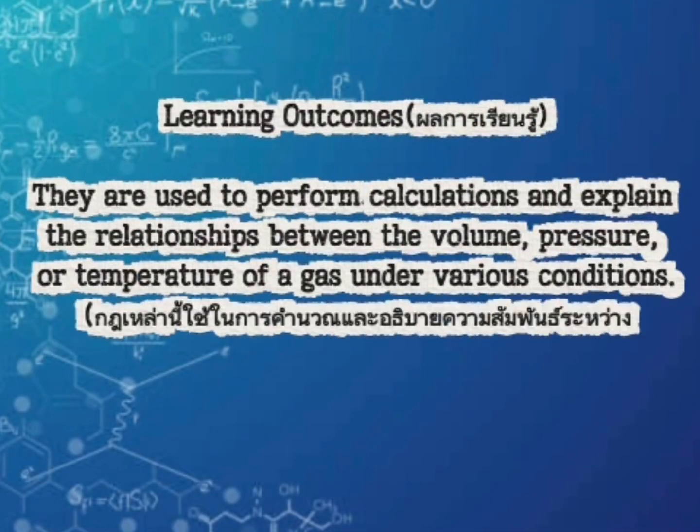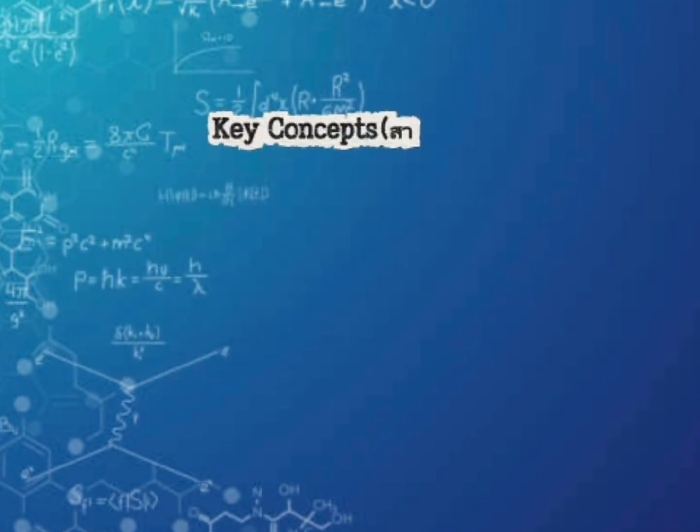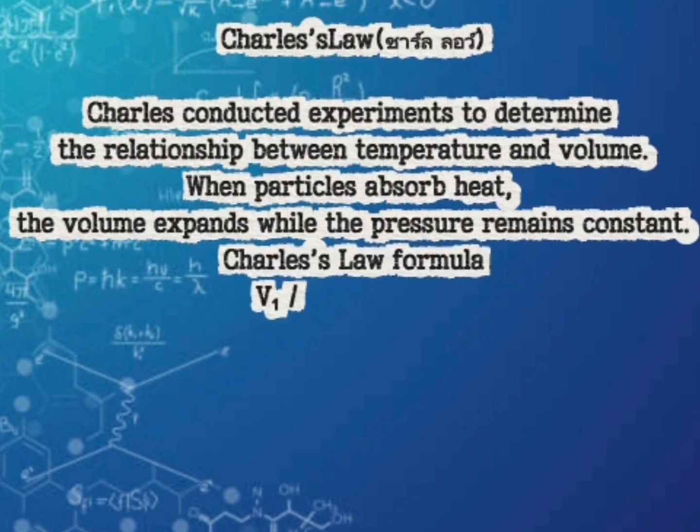Learning outcomes. They are used to calculate and explain the relationships between the volume, pressure, and temperature of a gas. Key concepts. They are used to perform calculations and explain the relationships between the volume, pressure, or temperature of a gas under various conditions. Charles's Law.